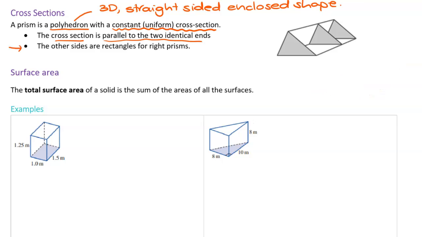Okay, one other thing. The other sides are rectangles for right prisms. What I mean by right prism here is that this face here and this edge here are at right angles to each other. Now we've got a bit of a weird perspective on that right angle because we're looking at a three-dimensional drawing, but that is a right angle. Now it says the other sides are rectangles.